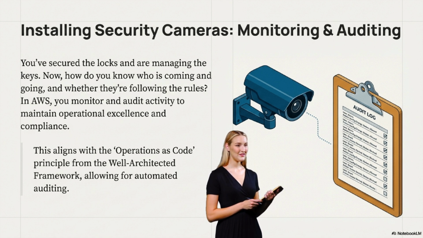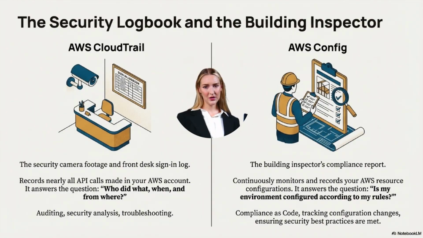By treating operations as code, you can enable automated security auditing and ensure consistent environment states across your infrastructure. You no longer have to manually check every door. Your system does it for you. AWS provides two primary tools for these cameras: AWS CloudTrail and AWS Config.